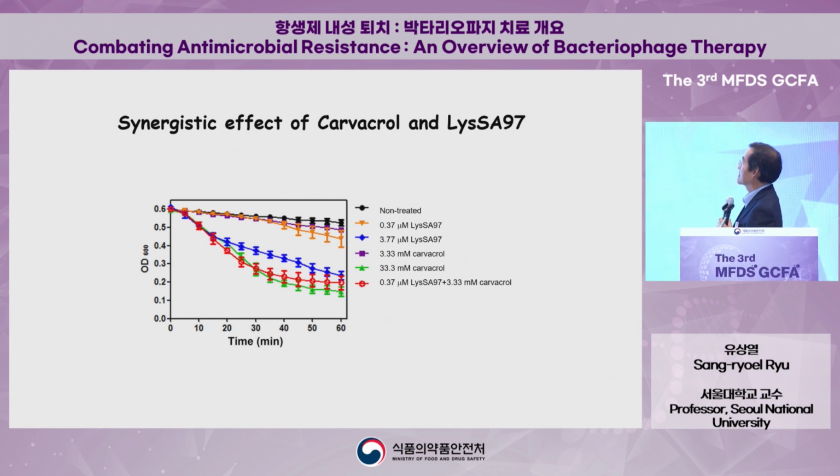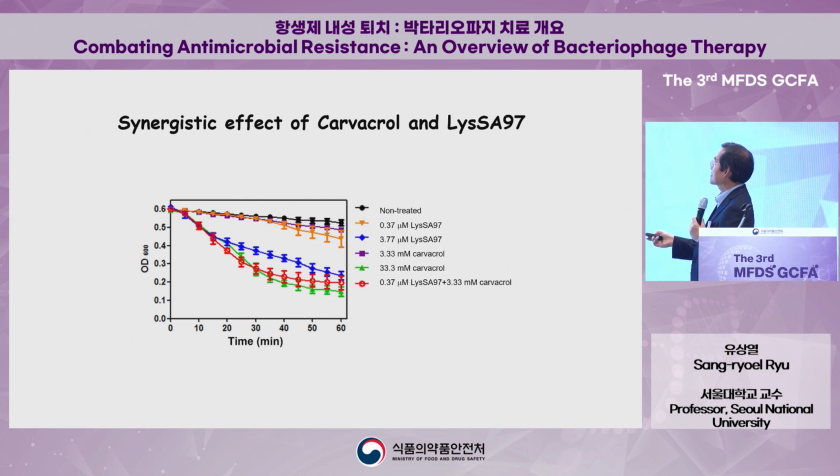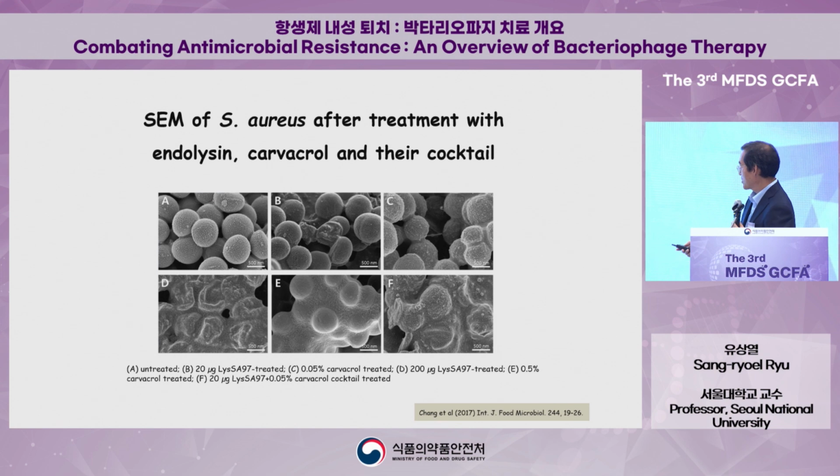Also, we have carvacrol. This is a naturally occurring antibiotic, and we can combine this with LysSA97. And we looked at the synergistic effect that it brought. You can see the effect when they are used as single agents. However, when we use 1/10 of the amount of each, combine them, and then use it, they have the same effect as tenfold the amount of the ingredients used as single agents. So if you look at SEM photos, you can see that the cells of S. aureus are effectively deformed by using this cocktail.